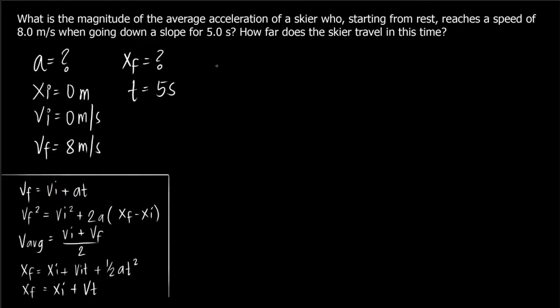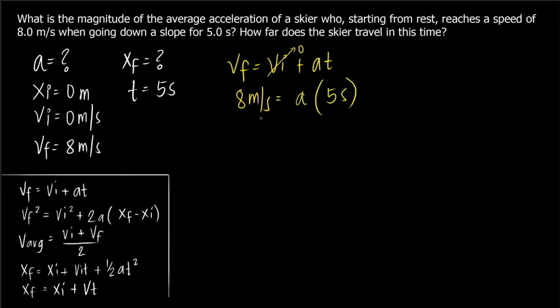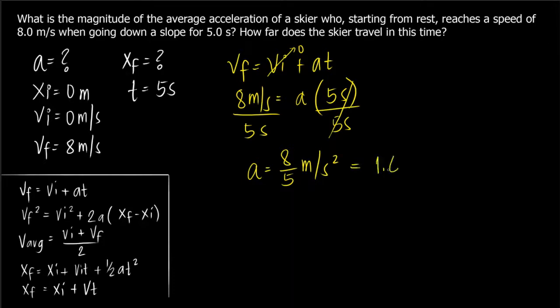Okay? So, for that, VF equals VI plus AT. So, 8 meters per second ang VF. VI is 0 na lang. A is unknown, and T is 5 seconds. Now, to know A, i-divide ta siya kay 5 seconds. Cancel. And A is now 8 over 5 meters per second squared, or 1.6 meters per second squared.